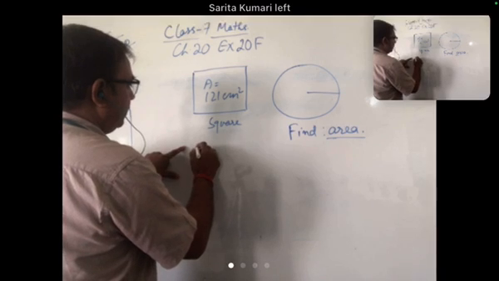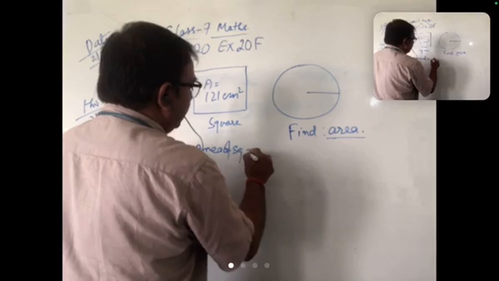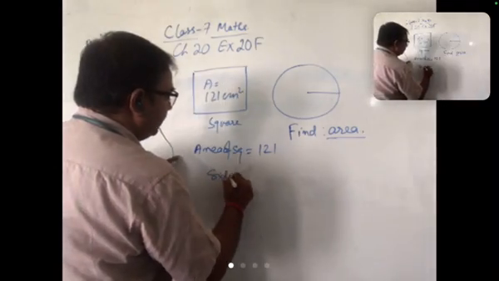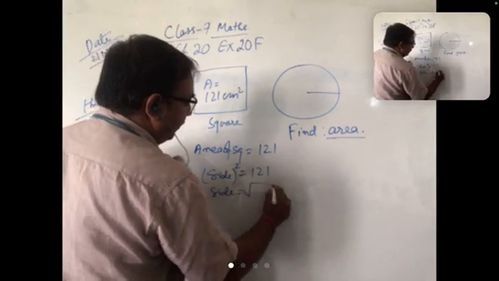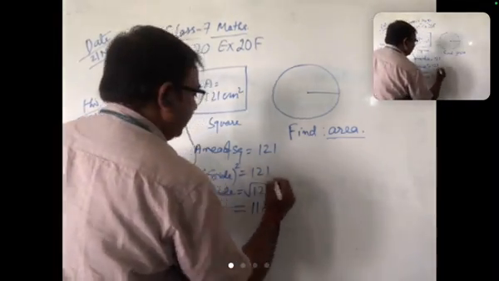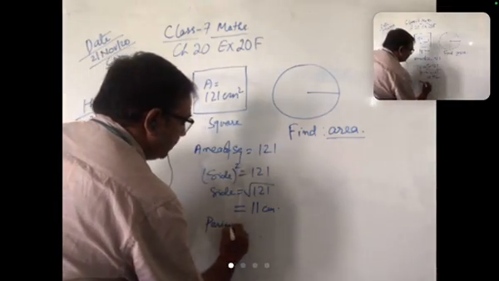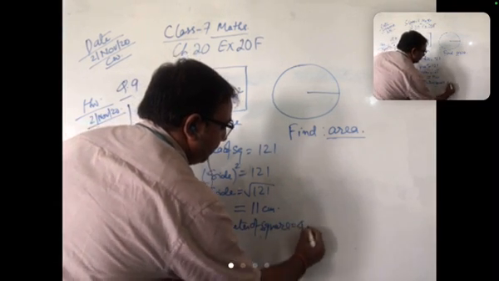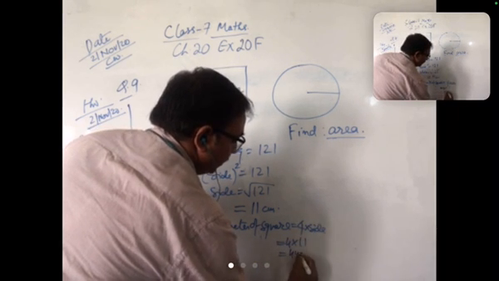So area of square is equal to 121, and we know that the formula of this is side square is equal to 121. So side is equal to under root 121. It will be 11 centimeter. Clear? Then we have to find the perimeter. Perimeter of square is equal to 4 multiplied by side. So it will be 4 times 11, which is equal to 44 centimeter.